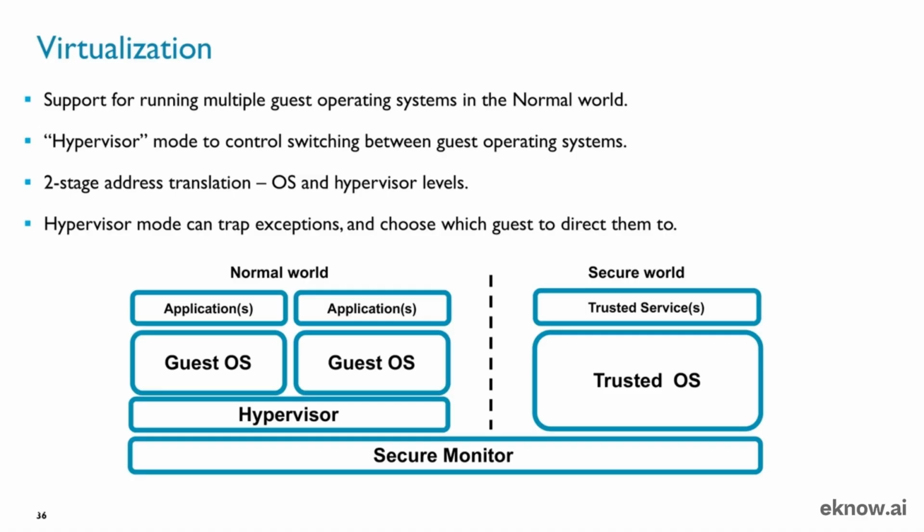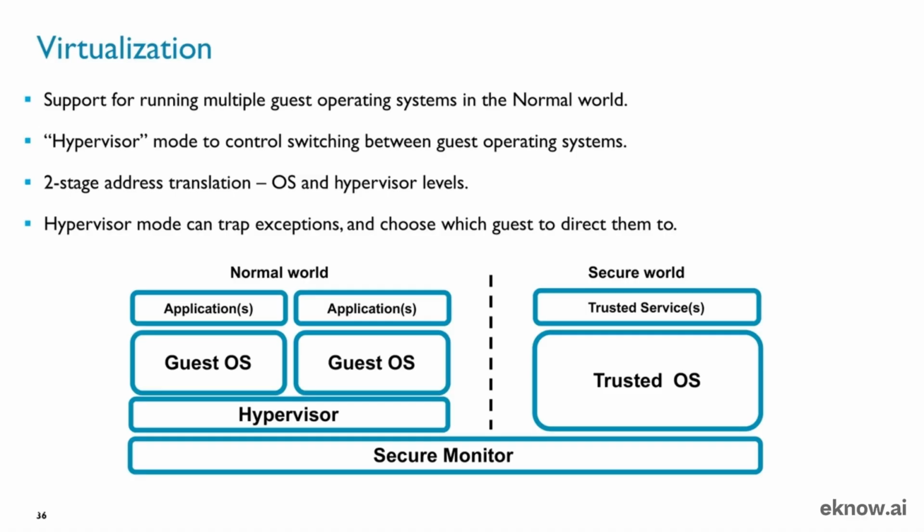If you look at the diagram, you can see how this is structured within the normal world. At the bottom, you have the secure monitor, which we've seen before. On top of that, in the normal world, sits the hypervisor. And on top of the hypervisor, you can have multiple guest operating systems, each with its own set of applications. So, how does the hypervisor manage these guest OSs?